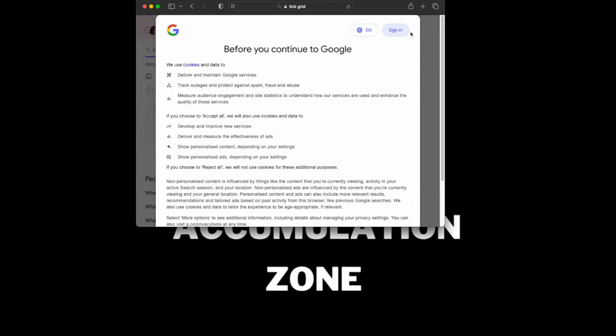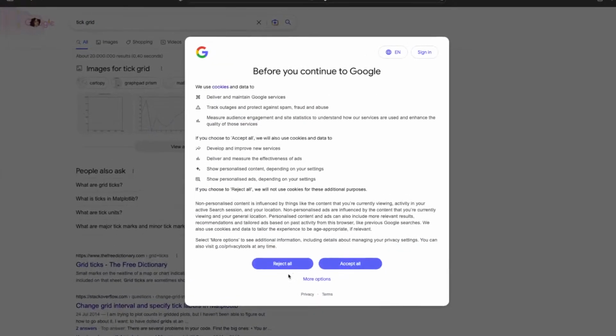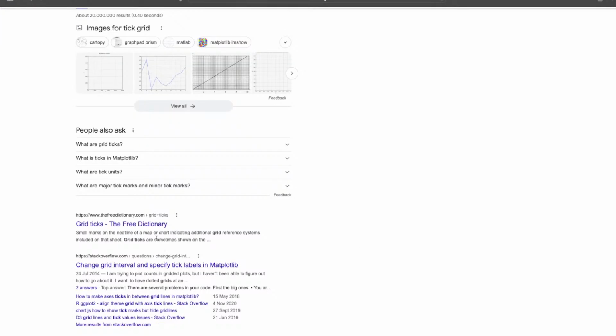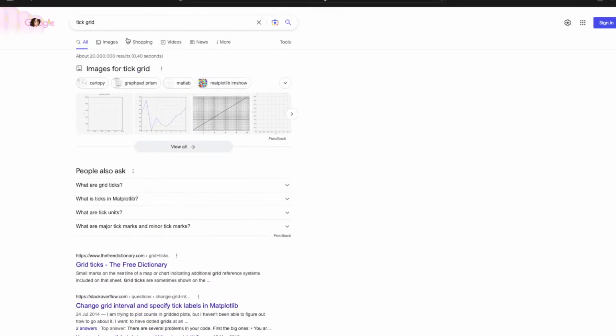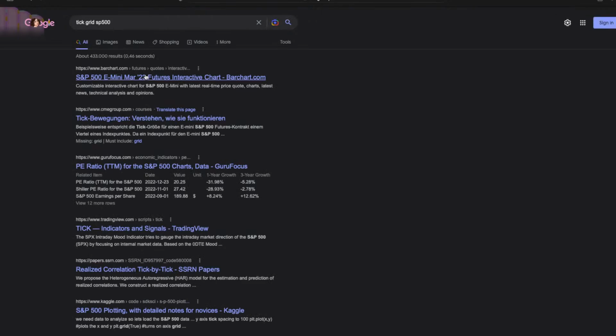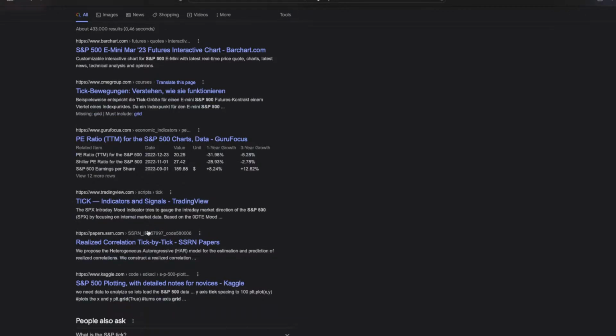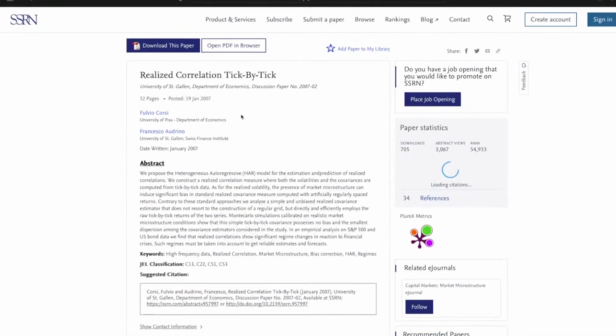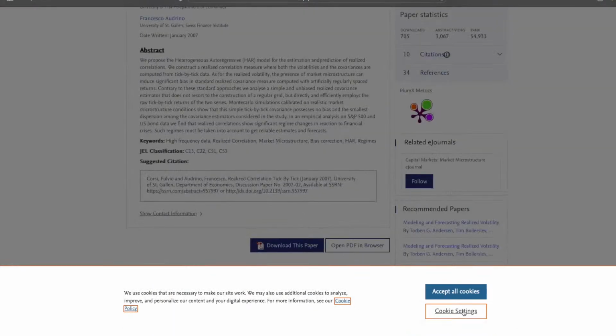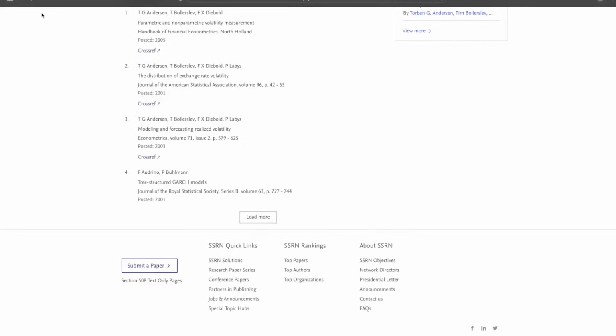I didn't study all that stuff, so accept all. Tick grid SP 500. Let's go to this one. Maybe it makes sense, what they are writing here about it. I think it's also on the Master's Discord.